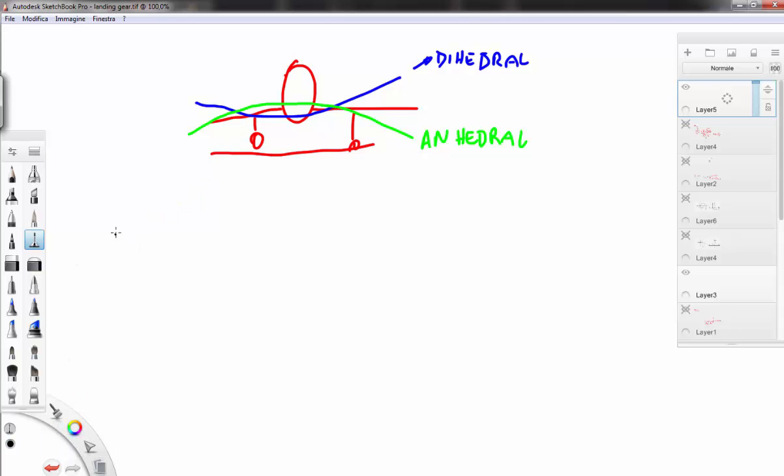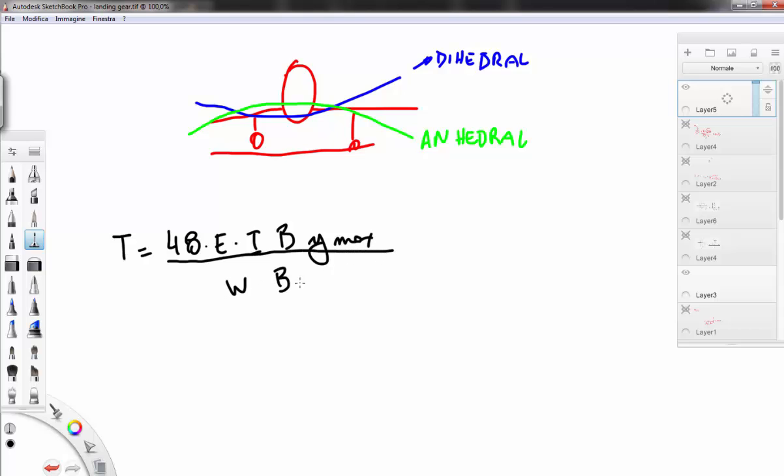So I will not enter into the details of the structural stability, but I just want to tell you the formula, which is T, which relates the track to the structural integrity, and is 48 I B Y max B max. Okay. E is the elastic modulus.